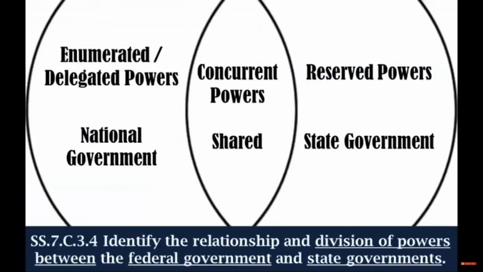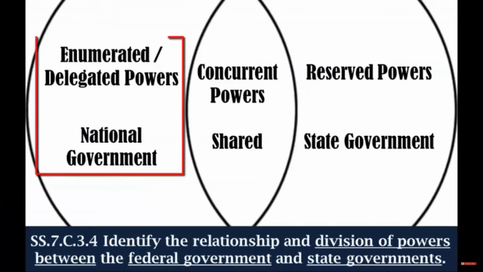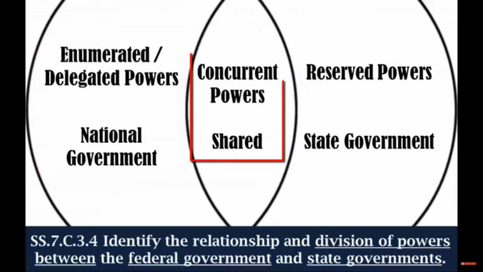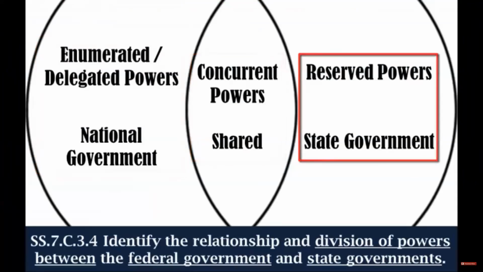Your state exam might show you a Venn diagram, like the one we see here, to compare state and federal powers or responsibilities. In one portion, you will see enumerated/delegated powers to describe the national or federal powers. In the middle, the shared portion are called concurrent powers. And in the other portion are the reserved or state powers.